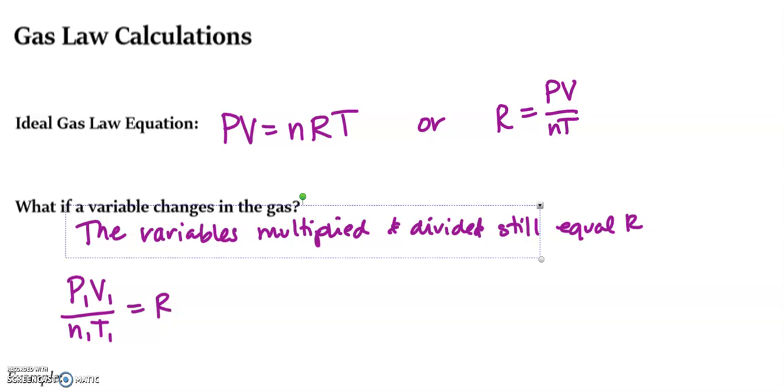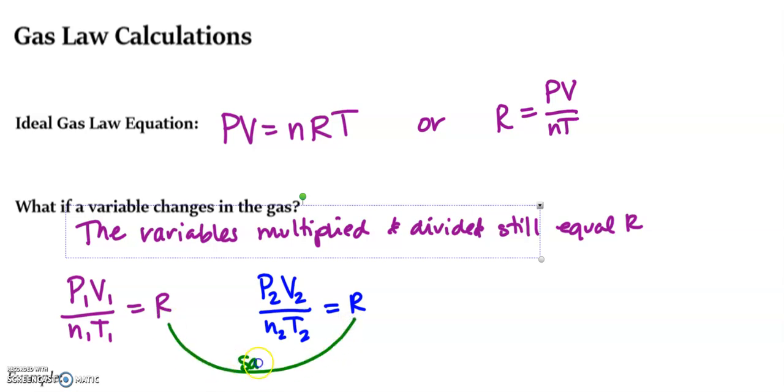And then what if they change? If the pressure changes, the volume changes. If the volume changes, the moles change. If the volume changes, the temperature changes, etc. And we've got a new pressure, new volume, new moles, new temperature. But here's the thing with these new ones: they still equal R. So if these two are the same, could we then say that these are also the same?